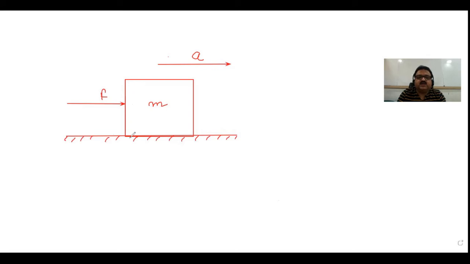A body which is placed on a smooth surface is acted upon by a force F which is acting horizontally on it. We need to find out the acceleration of the body, as well as the normal reaction acting on the body. So first of all, we have to start by drawing all the natural forces which are acting on the body, meaning all the external forces, correct?